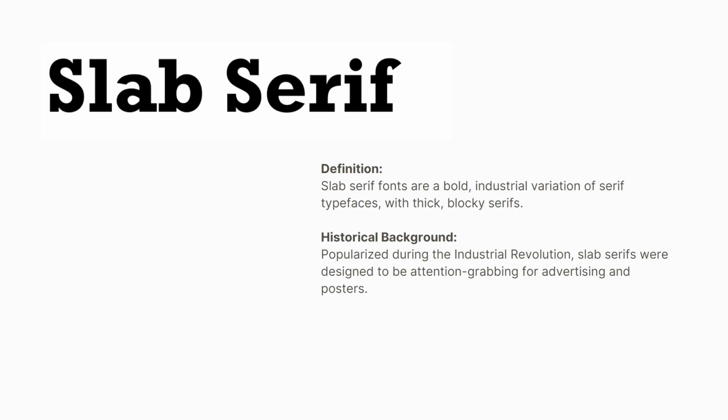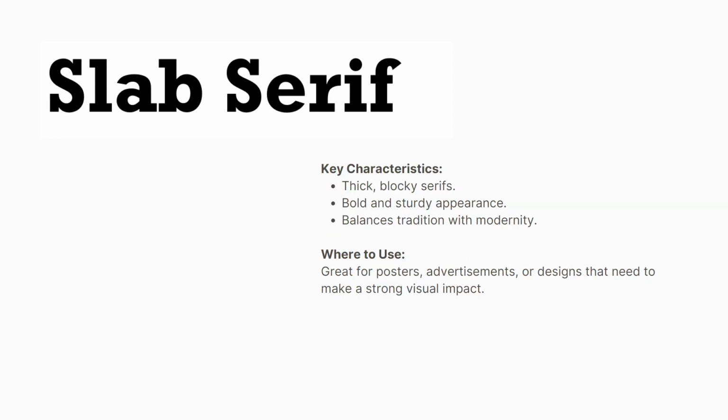The slab serif, and you'll also hear this referred to as the Egyptian serif, these are a little bit blockier. You're going to have a bold industrial variation of that serif. And this is going to be really popular in the Industrial Revolution. And these are traditionally used for advertising and poster design. They're going to be bold and sturdy. And what's interesting with this is it's going to take the traditional feel, but make it feel a little bit more modern. And this is great, like we said, for posters, for advertisements, or designs that need to make a strong visual impact.